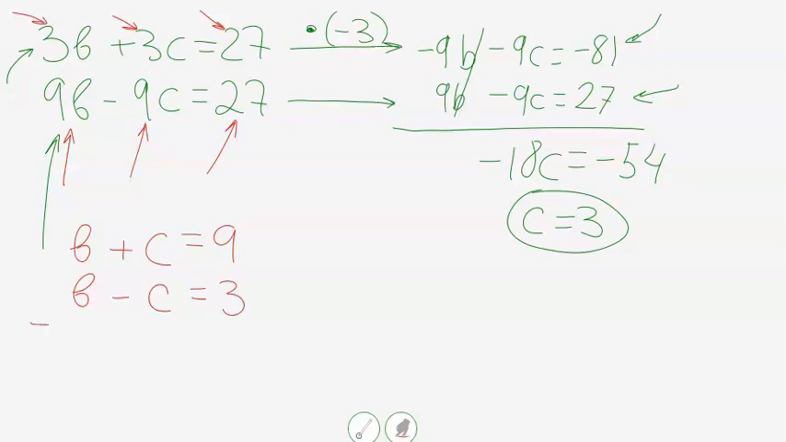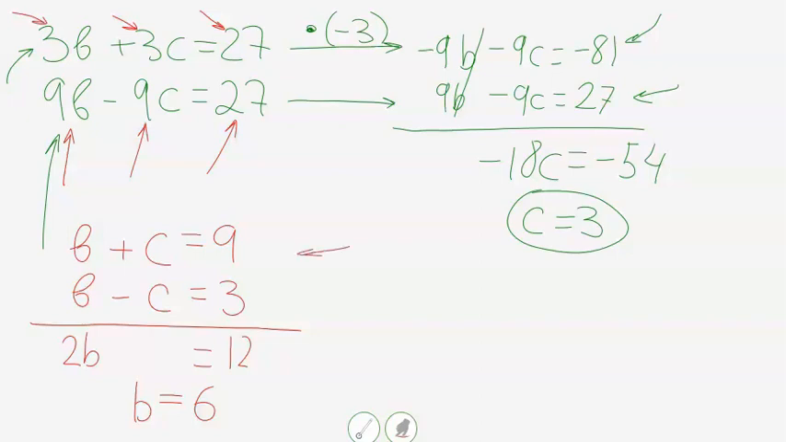Which we can do very quickly, just adding the two equations vertically, right? So c will be gone right away. We will get b equals 6, and then from here we can find c by substituting. It's pretty easy to substitute in either equation.